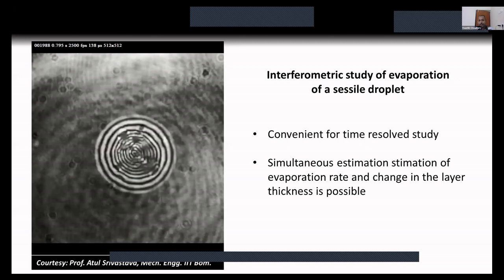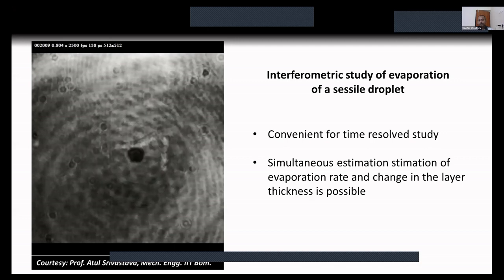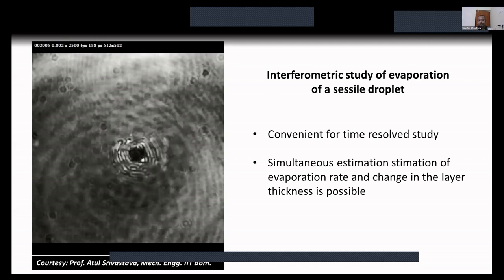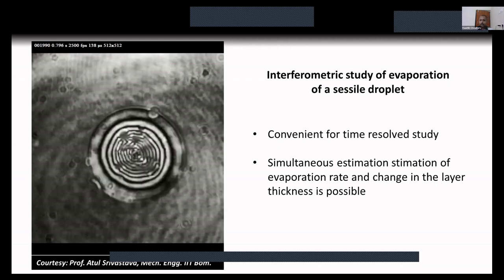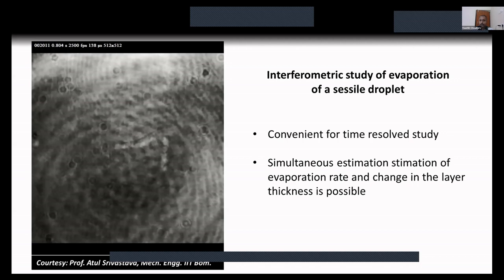So we can see these are again interference patterns that are because of thin film interferometry, and by observing these images frame by frame, we can exactly find out the rate of change of temperature or the amount of liquid that is getting evaporated at a particular instant of time, or maybe the rate at which the thickness of that sessile droplet is varying with time.